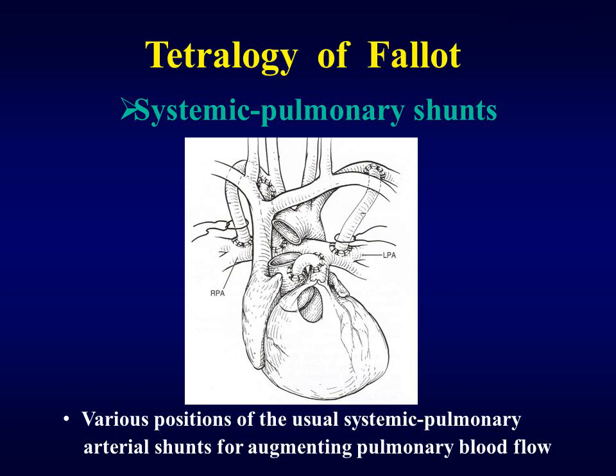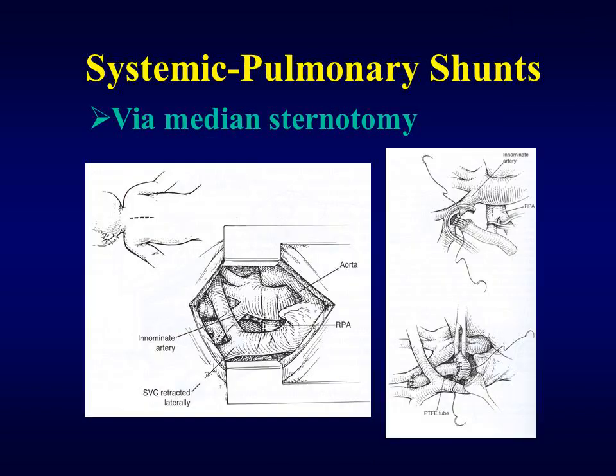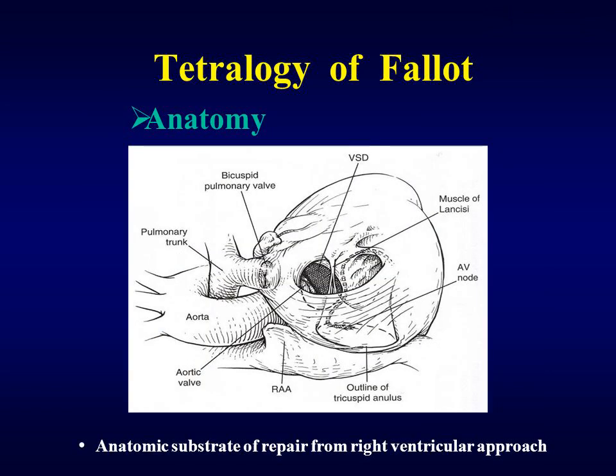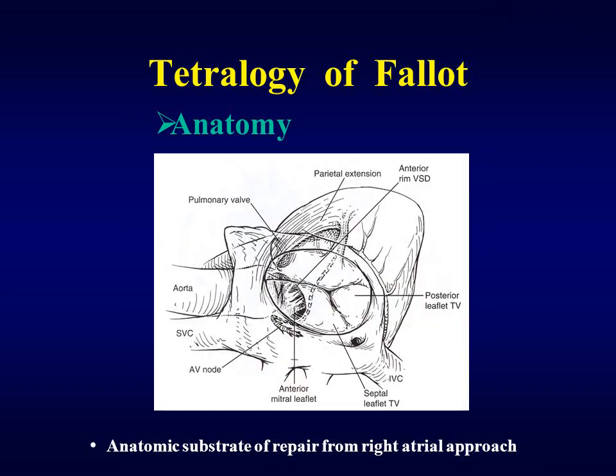Tetralogy of Fallot, systemic pulmonary shunts. Various positions of the usual systemic pulmonary arterial shunts for augmenting pulmonary blood flow. Systemic pulmonary shunts via median sternotomy. Anatomic substrate of repair from right ventricular approach. Anatomic substrate of repair from right atrial approach.